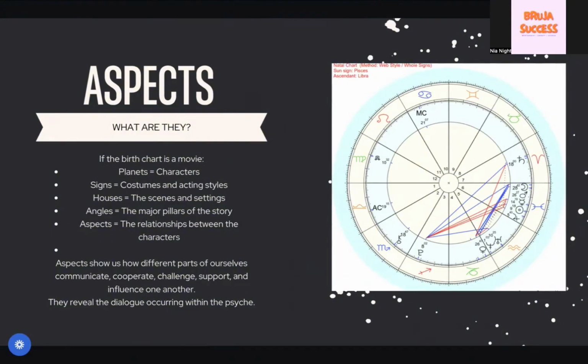Now, I want to touch on a big misconception when it comes to reading aspects, and that is that some aspects are good while others are bad. And that is simply not true. Now, some aspects are easier and some aspects are harder. Easy aspects tend to allow energy to flow naturally, whereas hard aspects might create friction. But that's not necessarily a good or bad thing. Friction does not mean bad. Something flowing naturally does not mean good.